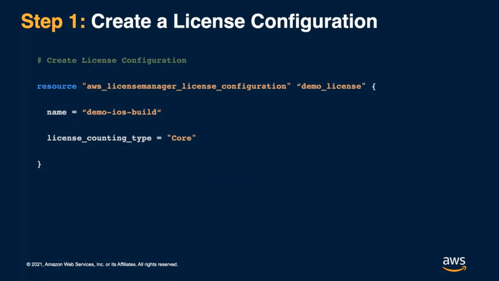So here you can see in the code that this is a resource block, and this is just saying, hey, using the resource, call AWS License Manager license configuration, and then you can call it whatever name you want. So we can refer to this later as aws_licensemanager_license_configuration.demo_license. And then I give it a name called demo iOS build and license counting type core.